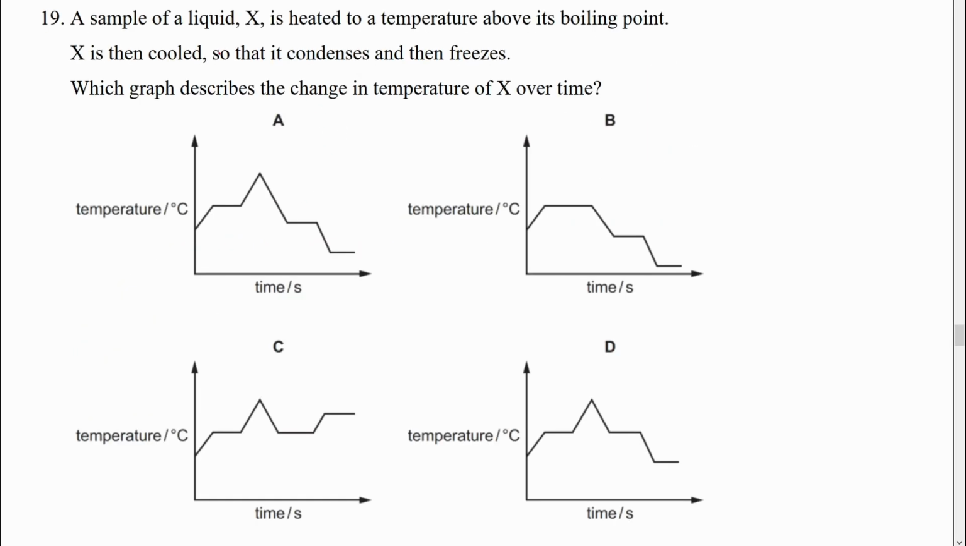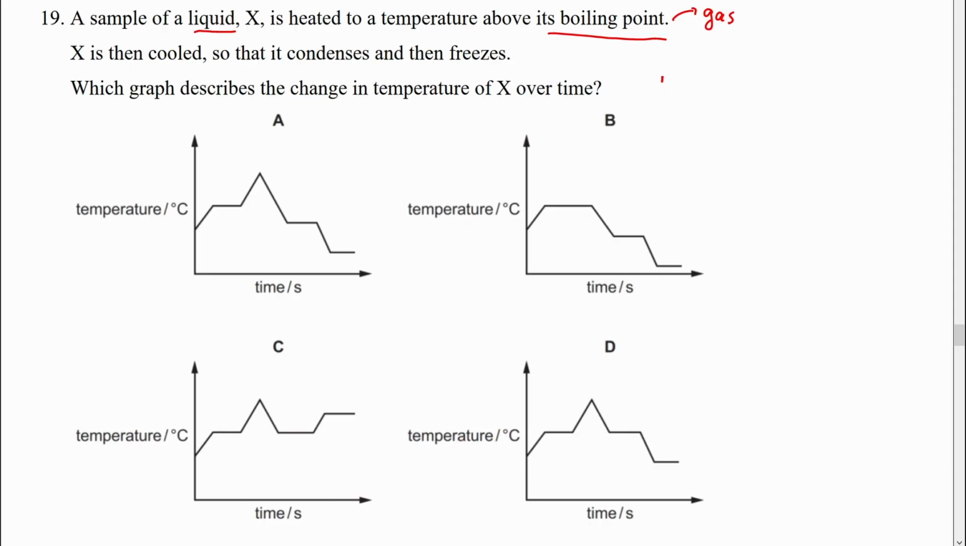Question 19. A sample of a liquid X is heated to a temperature above its boiling point. X is then cooled so that it condenses and then freezes. Which graph describes the change in temperature of X over time? Okay, so we know it starts as a liquid and is heated above its boiling point. Above its boiling point, it's going to be a gas.